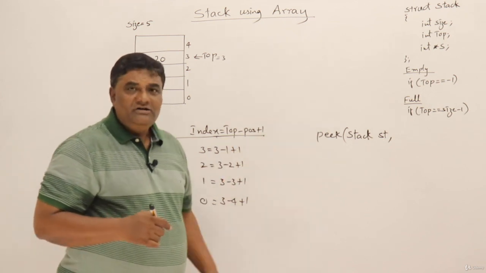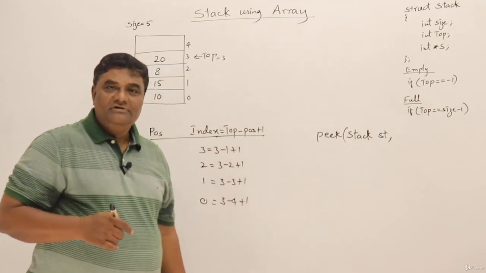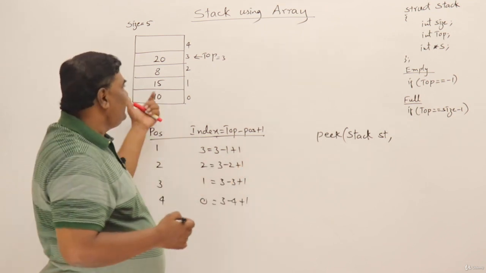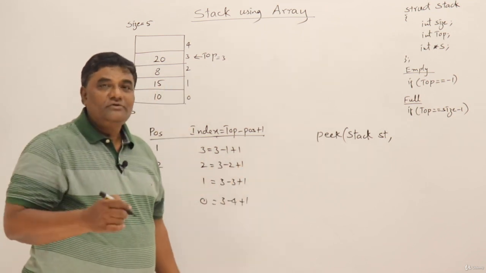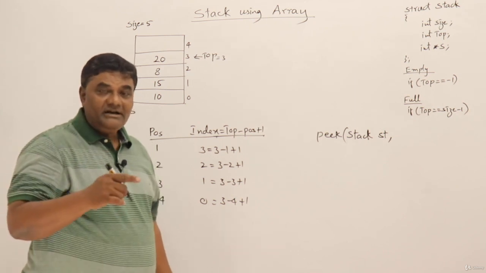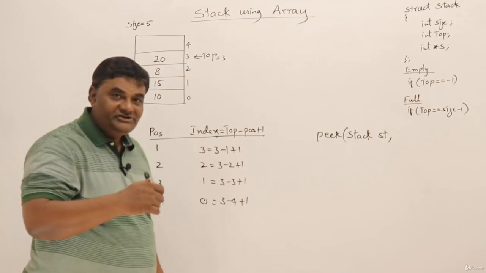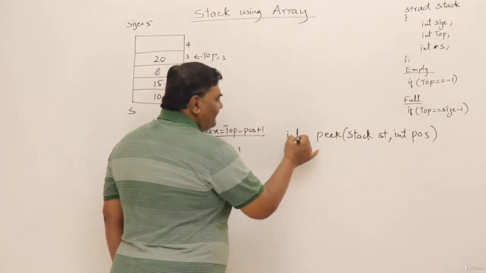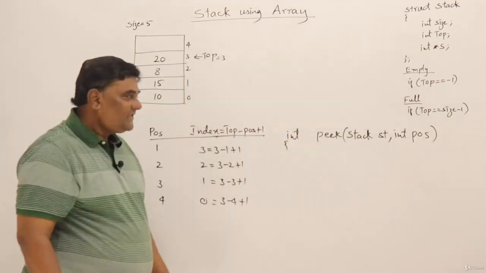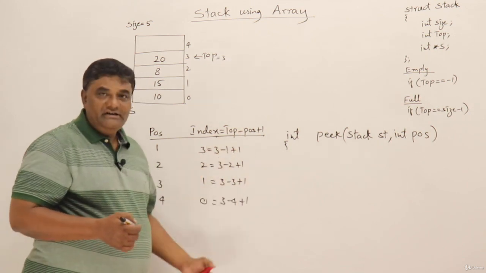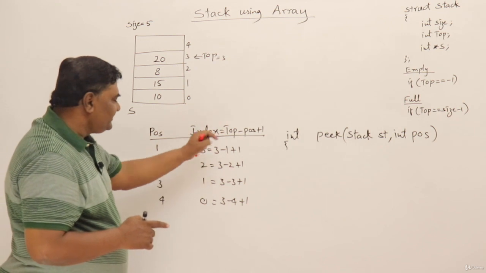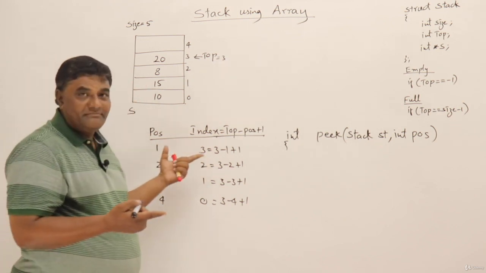Then should this be called by reference or called by value? Call by value is enough because here we are just reading the contents of the stack. We don't want to modify it. Second parameter, we want the position. So position. Then it should return the value found there. Okay, then let us write the code here. Whatever the position is given, I should get the index using this formula and return the value from there.